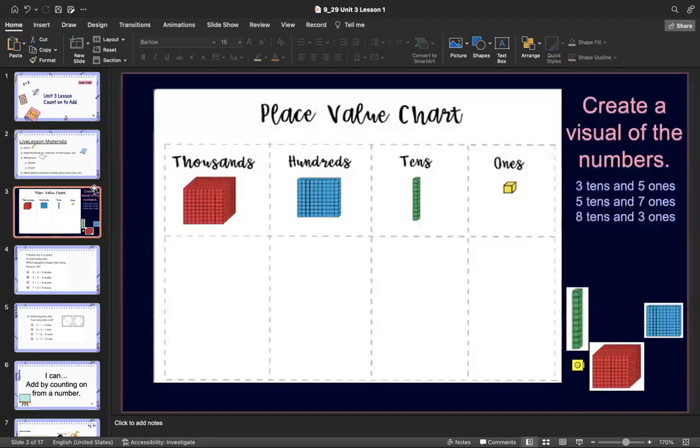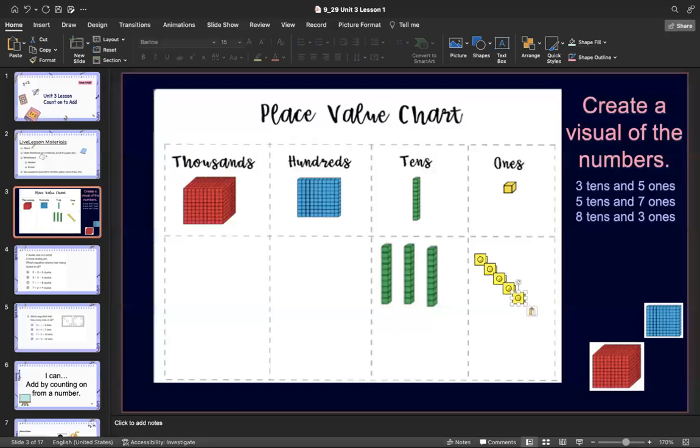Your first place value number is going to be 3 10s and 5 1s. What number is that and what does it look like? 3 10s and 5 1s is 35.